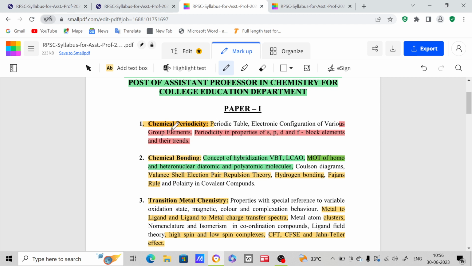If you observe the first one, chemical periodicity. Regarding this chapter, you don't need to worry. It is a very easy chapter. Just follow periodicity in properties of s, p, d and f block elements and their trends. This topic is very important in this chapter. You just have to see the outlines of chemical periodicity. You don't need to study any depth. To see the outlines of this chapter, you have to follow NCERT. The source of this chapter is NCERT. Okay, NCERT is more than enough.